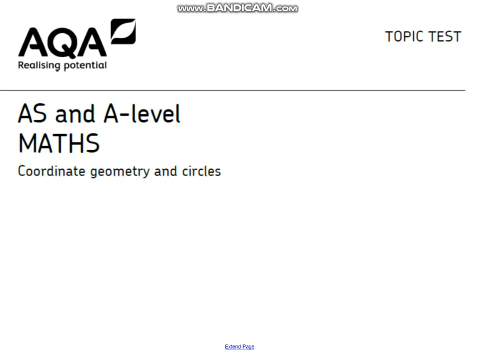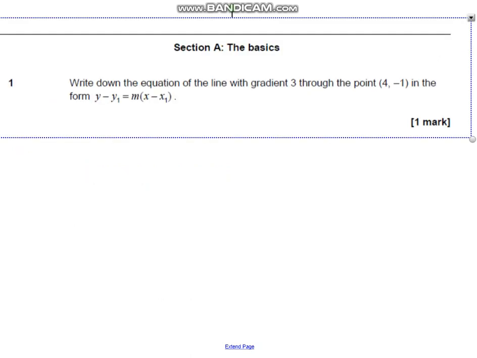Right, okay, so here we go with the test on coordinate geometry and circles. Let's see what we've got to do on this one. Okay, so first one, they're giving us the formula, which is very nice of them. We've got gradient 3, and we've got a point for x and a point for y. So all we need to do is substitute straight into this.